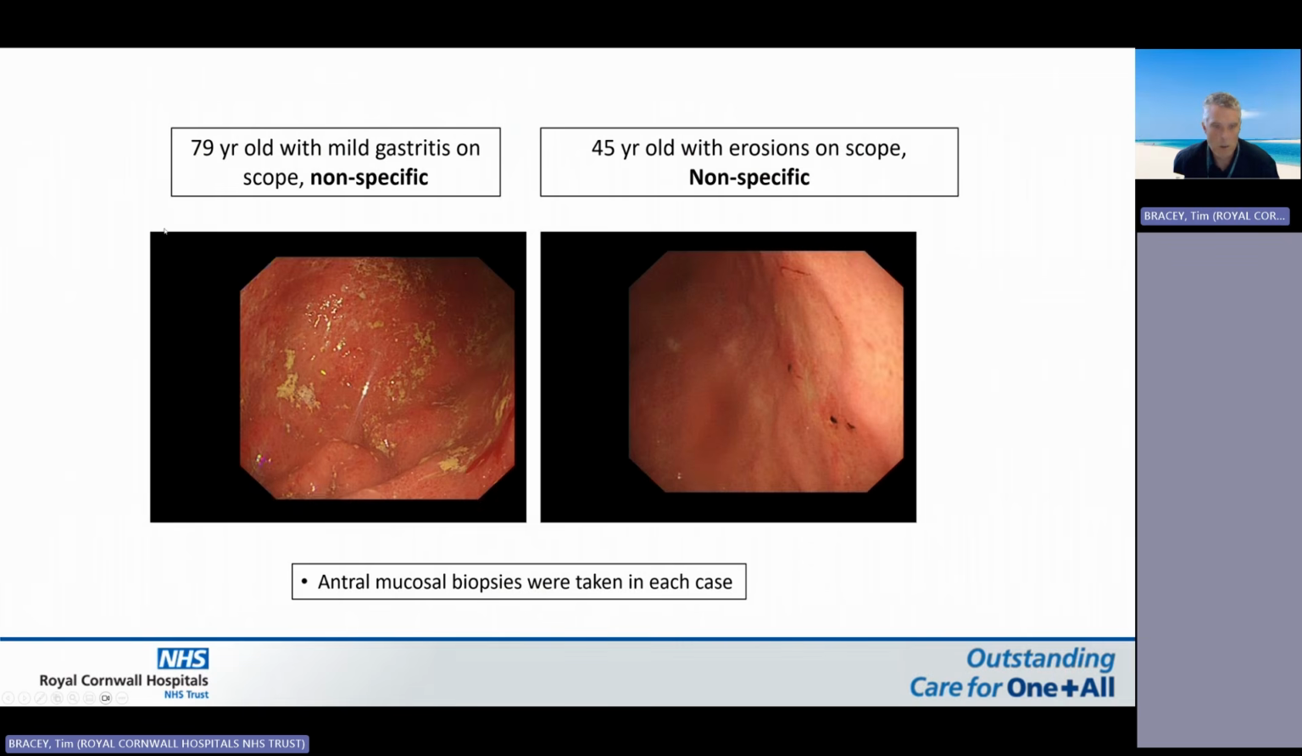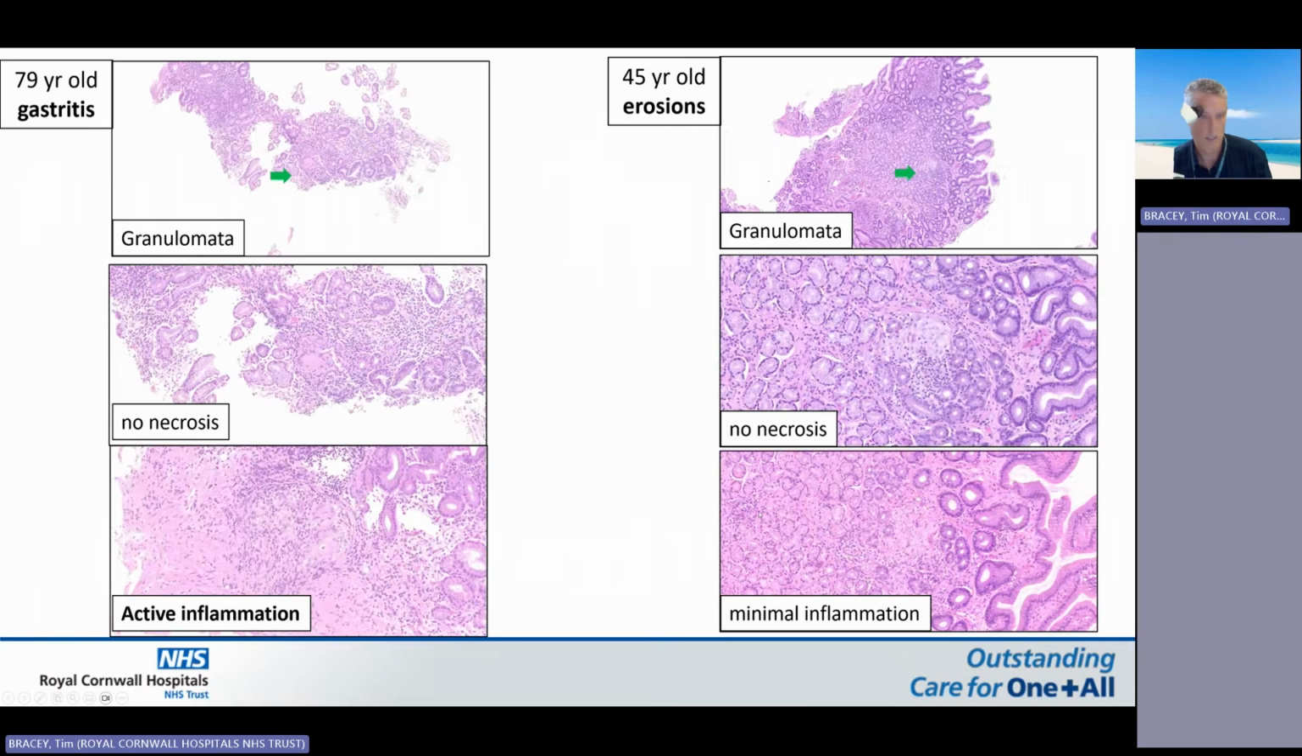So again, this is from my friend Sean Walsh. These are 2 cases which he received with slightly different endoscopic patterns. This is an older chap with a mild gastritis. You can see there's a little bit of exudate here in the stomach and it looks a bit red. And then this was a younger chap with sort of these little erosions, but not much gastritis. And we had gastric antral biopsies.